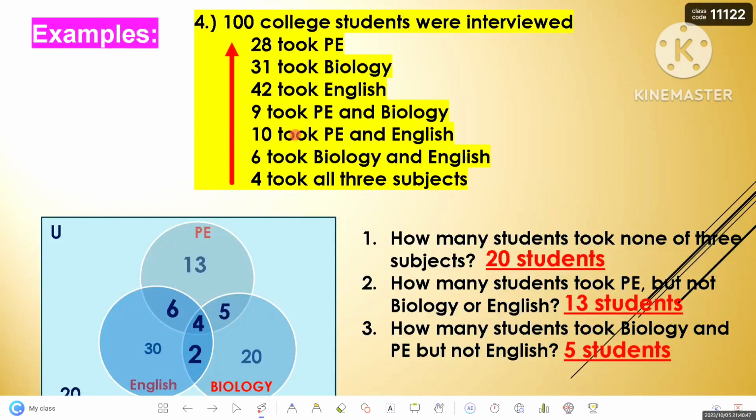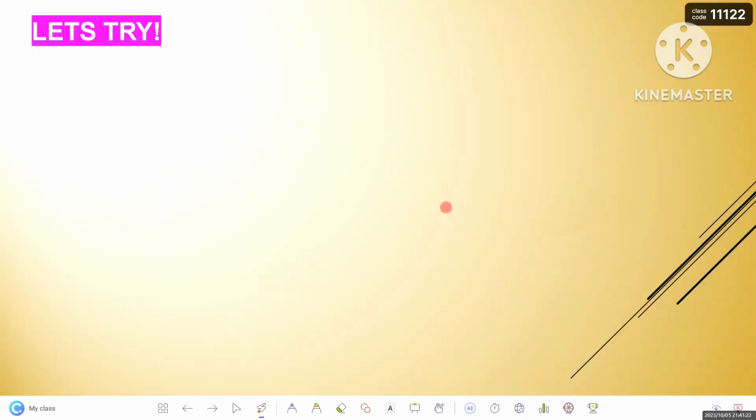So, we already done this example number 4 using the universal set and Venn diagram. So, I hope na naintindihan natin kung paano isosolve ang problem. Remember, if you have like this, dapat magsimula ka sa 4, 6, 10, 9, 42, and so on. Para mabilis mong mailapad sa Venn diagram. Understand? That's right.